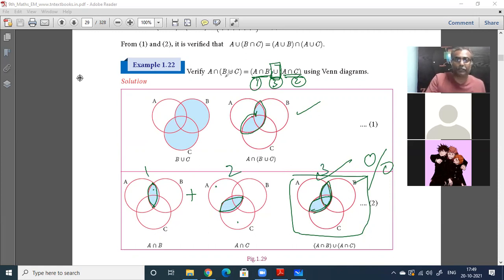Here there are 2 steps. One is B union C, step 1. Then A intersection B union C, step 2. Always what is in bracket will be step 1. That way. So here there are 2 steps.